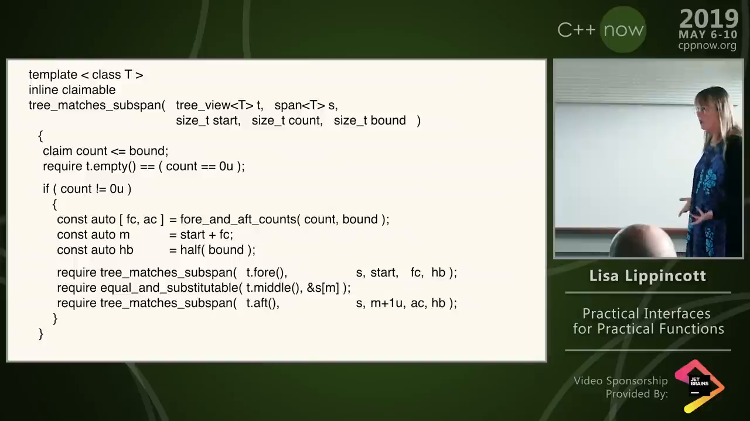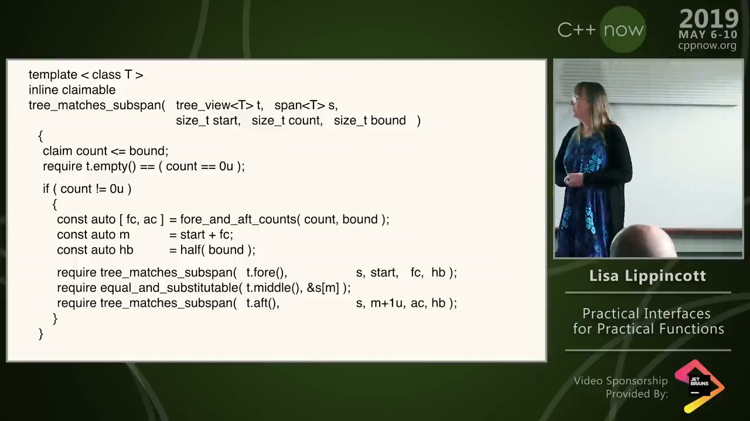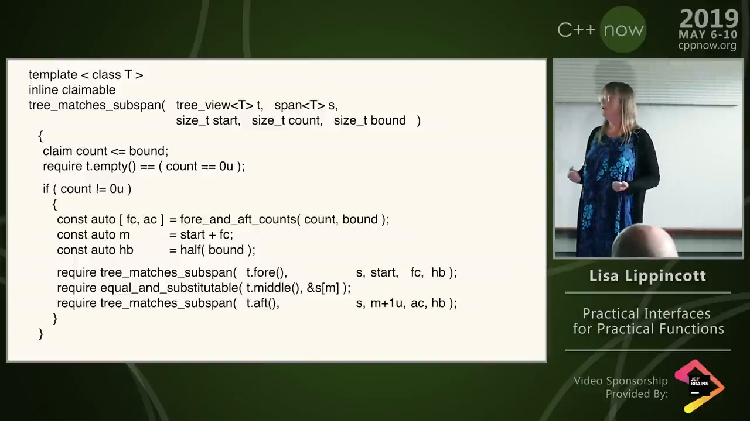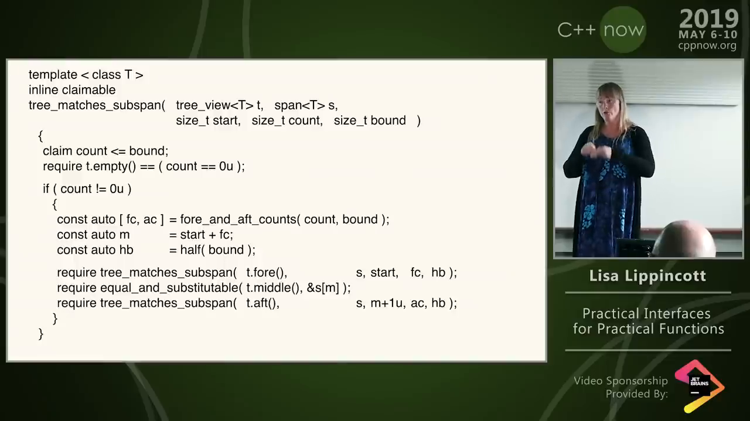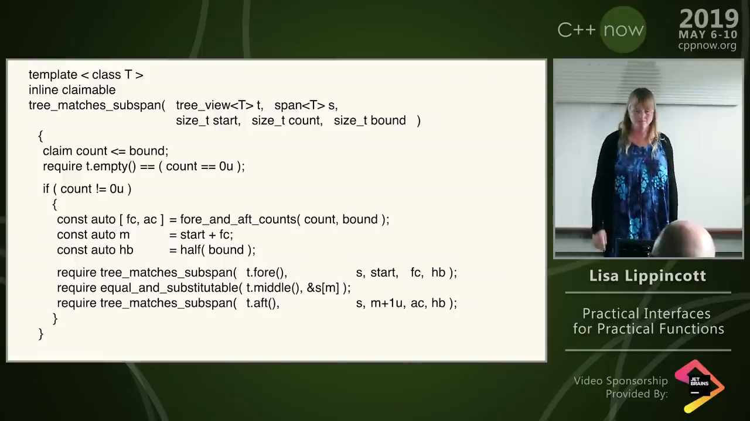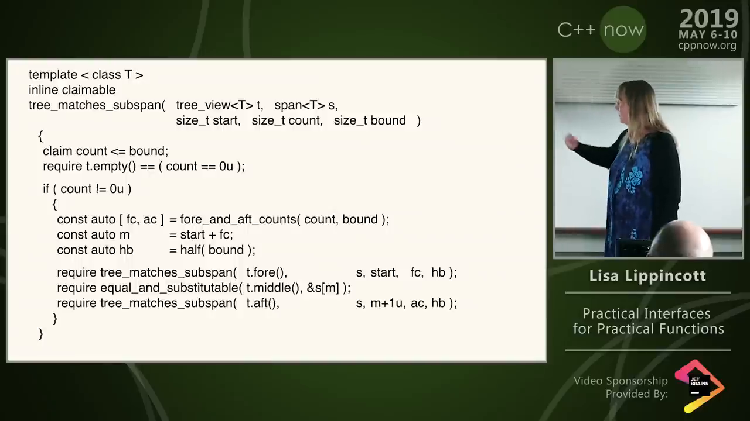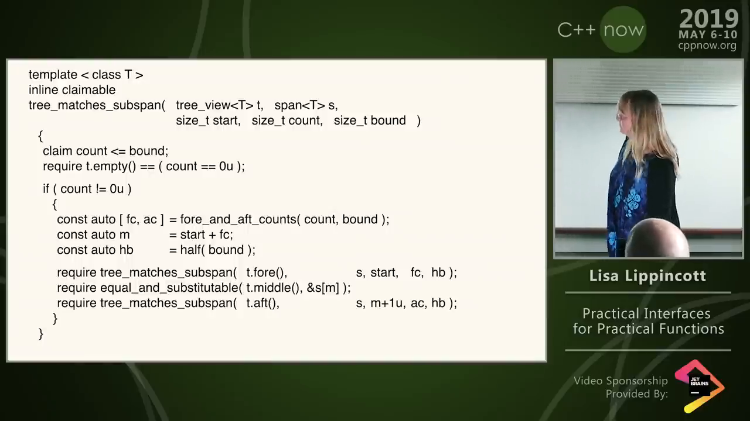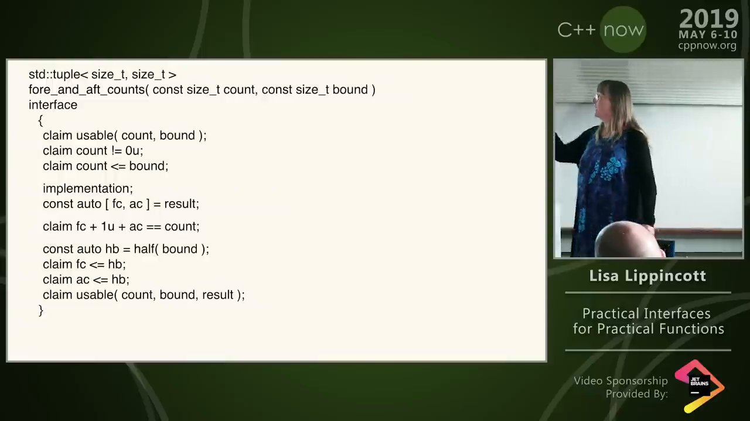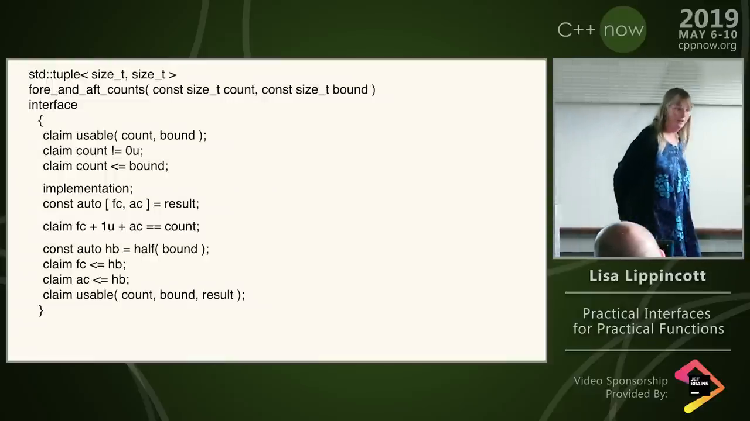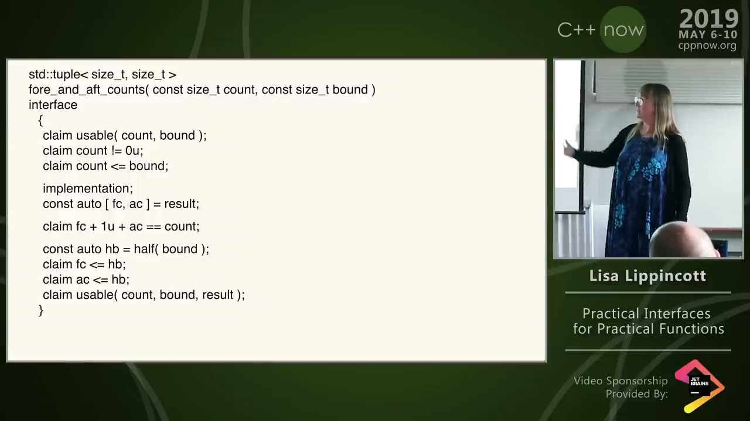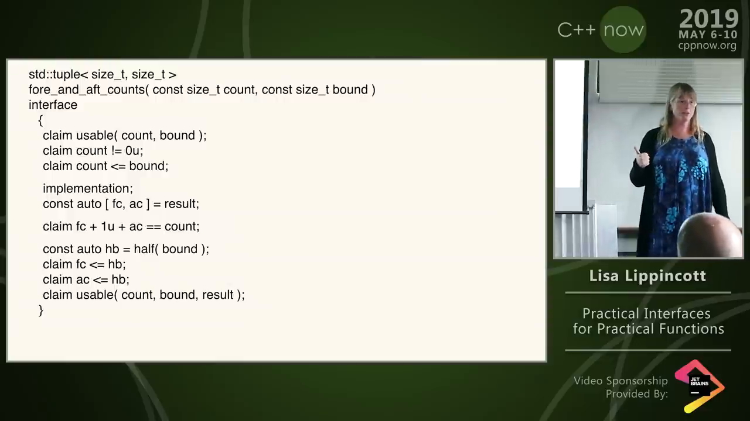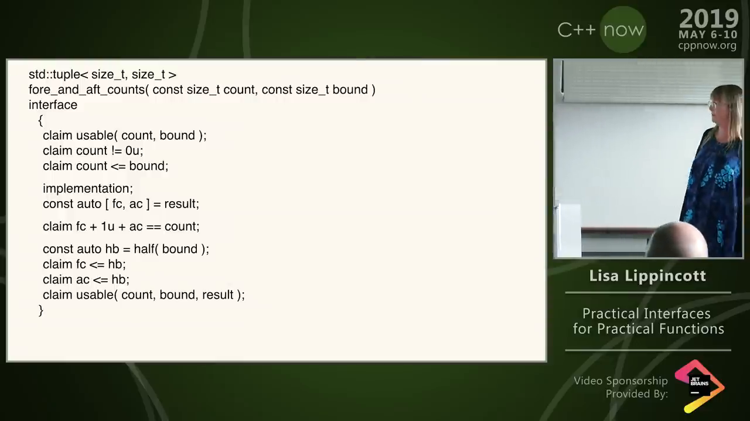So this is what we want to claim in order to make the span and the tree refer to the same elements, we need to be able to claim this. There is, however, a bit of calculation there, fore and aft counts. Here's the interface for how we calculate the fore and aft counts. We need to know that the count is less than our bound going in and non-zero. We're not going to do this for empty tree views.